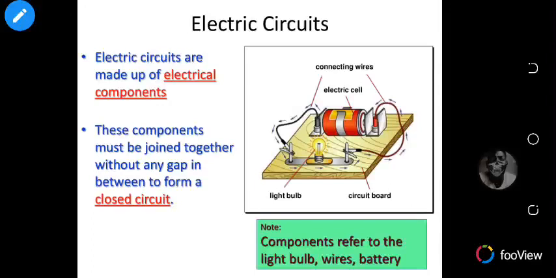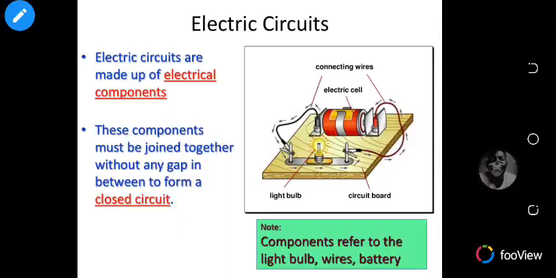I welcome you to today's lesson in science on the topic electric circuits. In our previous weeks, we've looked at electricity and the use of electricity in our homes. One thing just to remind us is that electricity is the flow of electrons. This week, we are going to look at electric circuits.